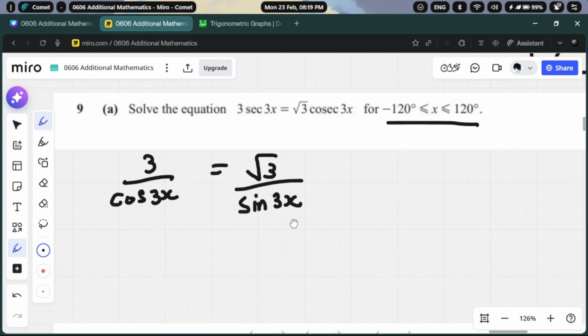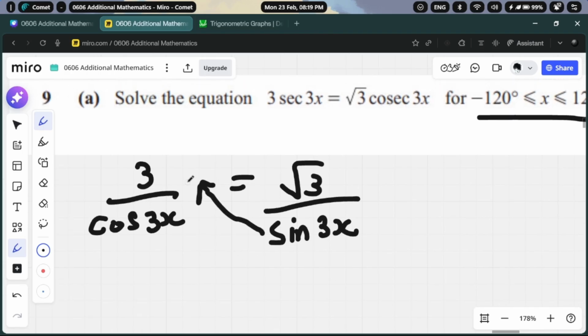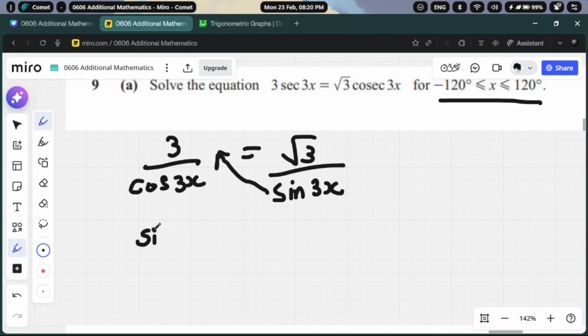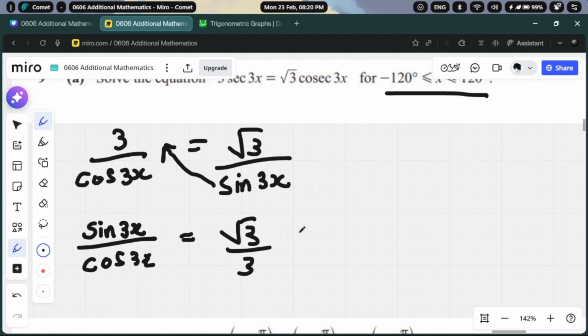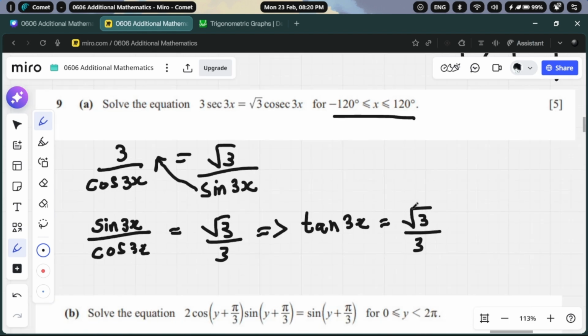Now that's your first step. Now notice how I can take sine 3x over here, and then I will end up with sine 3x over cosec 3x, which is the same as tan 3x. So let's do that. Sine 3x over cos 3x is equal to root 3 over 3. So that means tan 3x is equal to root 3 over 3.